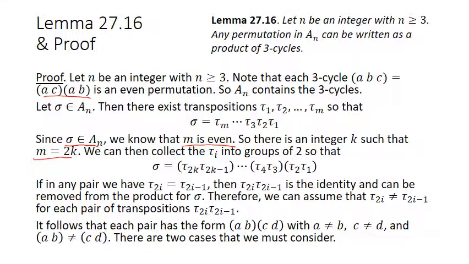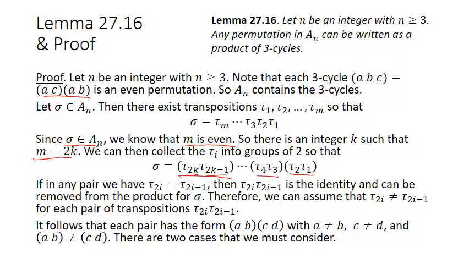Okay, so then what we can do is collect these little taus into groups of 2. So here's how we're going to collect them. We're starting with tau 2k and tau 2k minus 1. That's the same as tau m and tau m minus 1. So that's our first little set of 2 transpositions, and then we just keep going along like that until we get to the end, which is tau 4 and tau 3, and then tau 2 and tau 1.